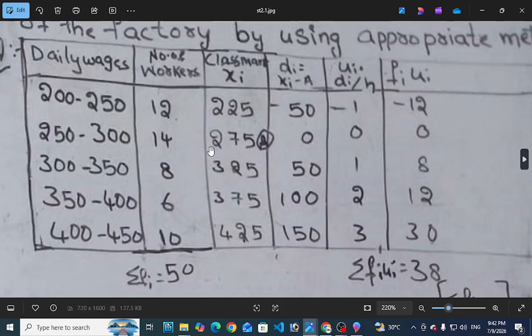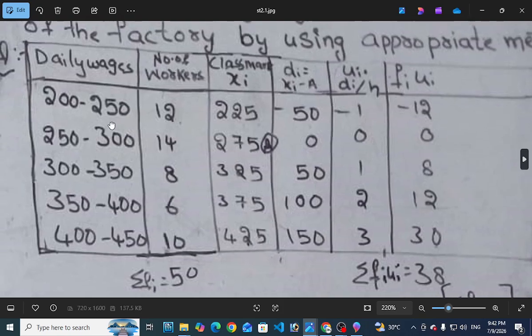That's why we will check first the deviation. There too, if the data is large, then we will go for step deviation. So we are starting the problem. Daily wages we have here 200 to 250, 250 to 300, 300 to 350, 350 to 400, 400 to 450. Like that we have written the daily wages as class intervals and the number of workers we have taken as frequencies. Then we are taking class mid values. To that, we are using the mid value formula, that is lower boundary plus upper boundary by 2.